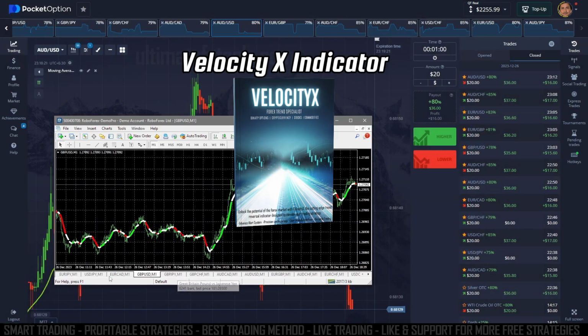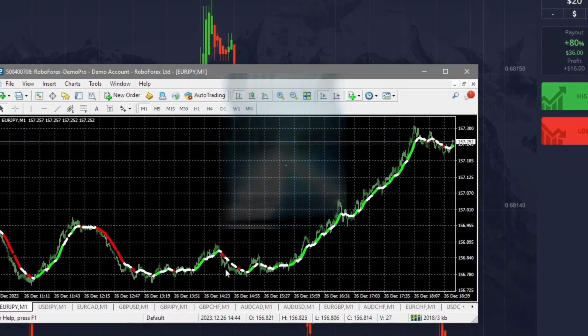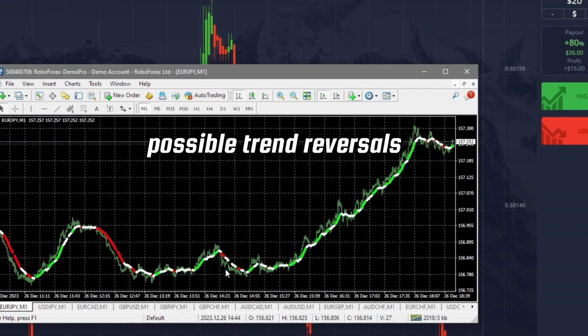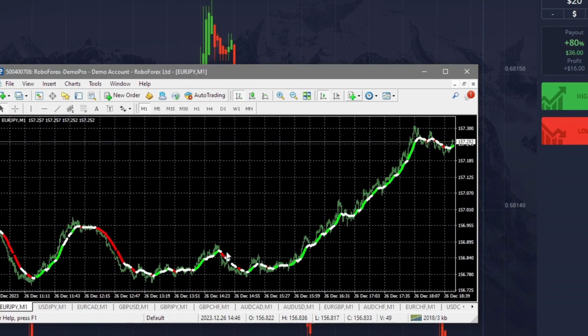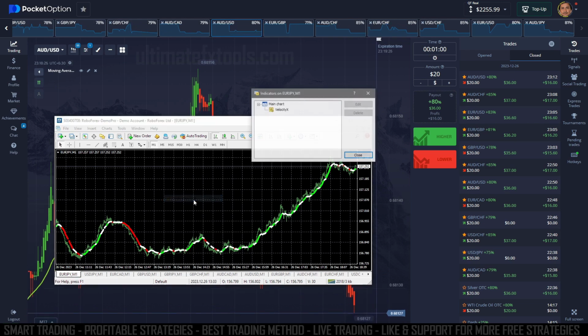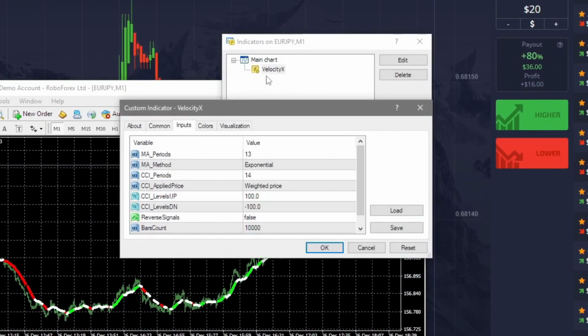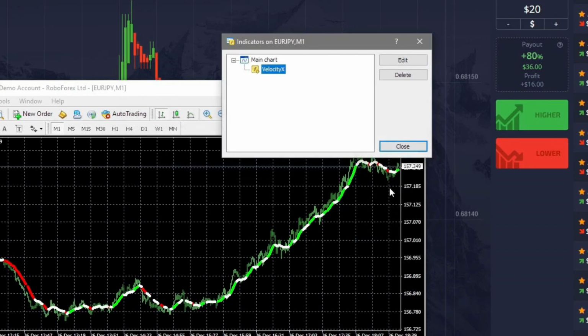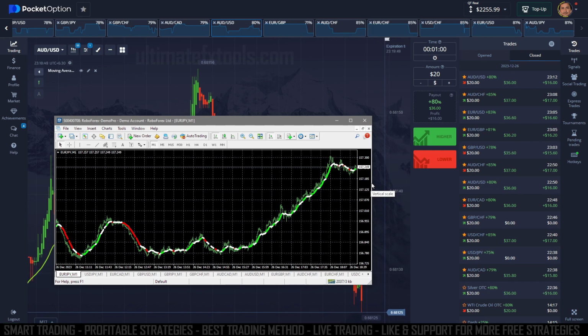We have our Velocity X indicator, which comes with a detection system to find reliable possible reversals based on its previous bars and specific parameters. We must set our Velocity X indicator as shown on this window. Moving average period of 13, moving average method must be exponential. CCI period of 14, CCI applied price will be weighted price, with its levels of negative and positive 100. Reverse signals set to false. It is still experimental to have this indicator, but we found the best in it.